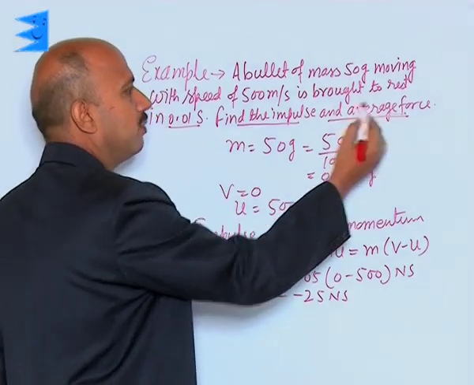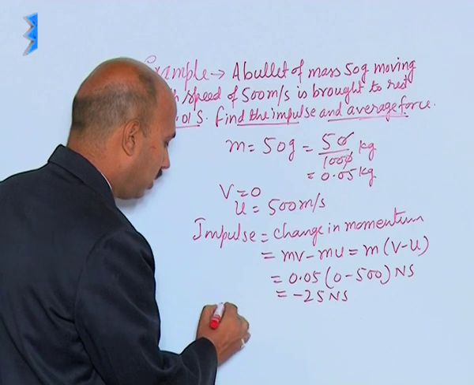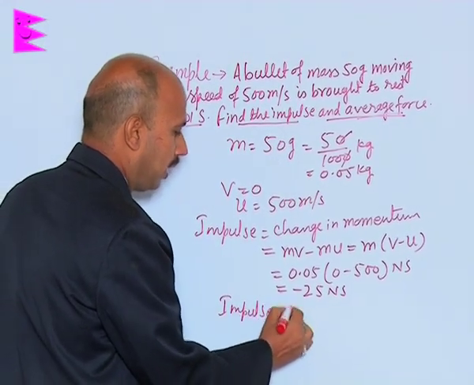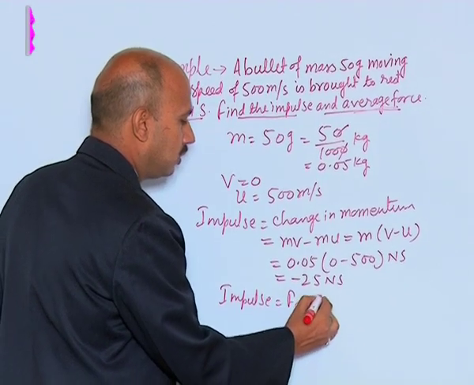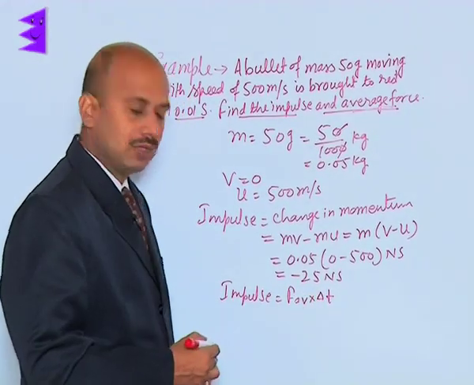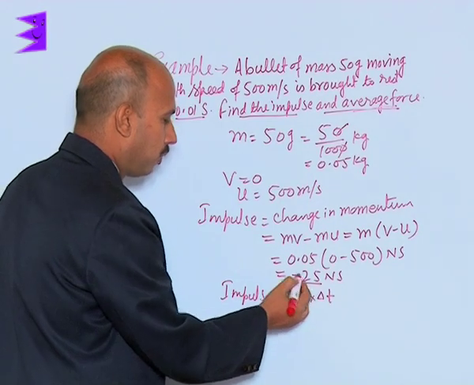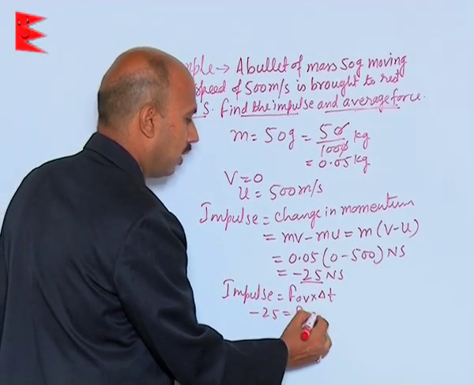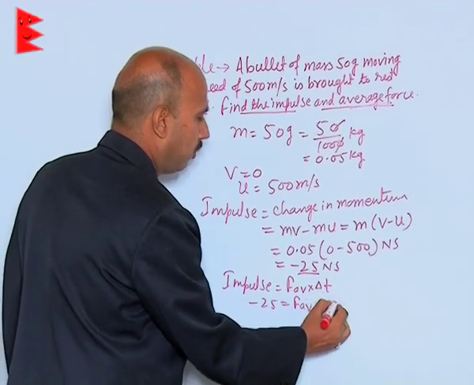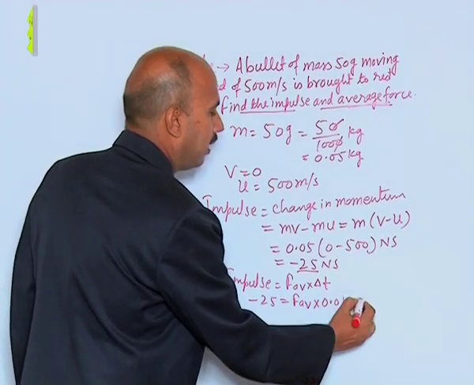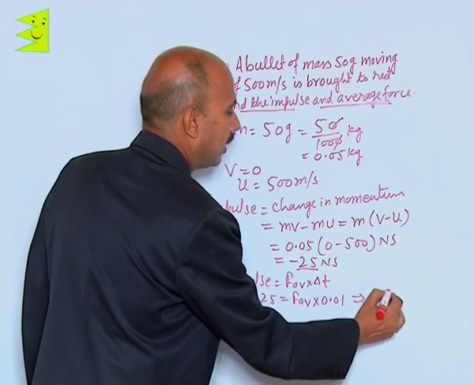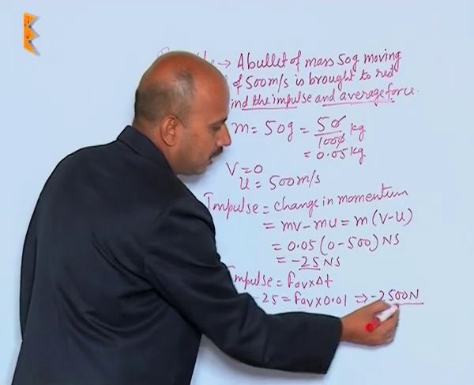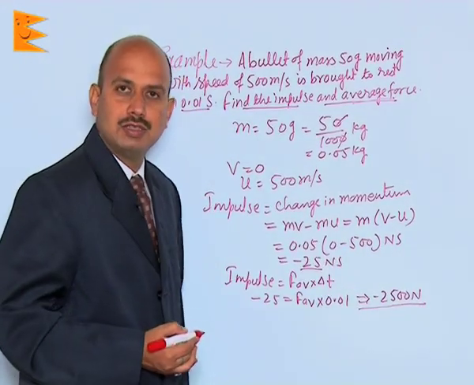Now we can get the average force. We know impulse is equal to F average into change in time interval. You know the impulse from here, that is minus 25 is equal to F average into 0.01, that will be equal to minus 2500 Newton. So minus 2500 Newton is the average force.